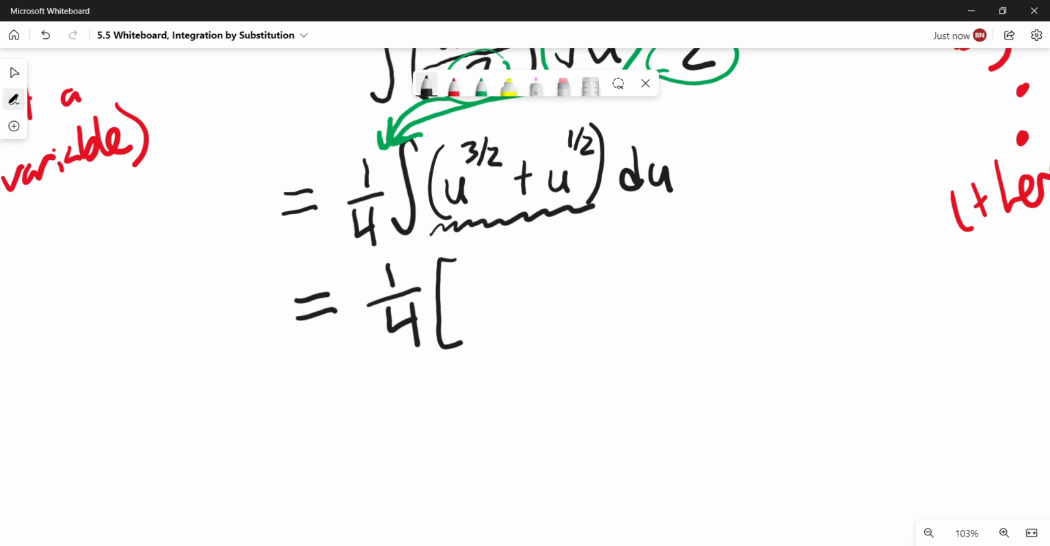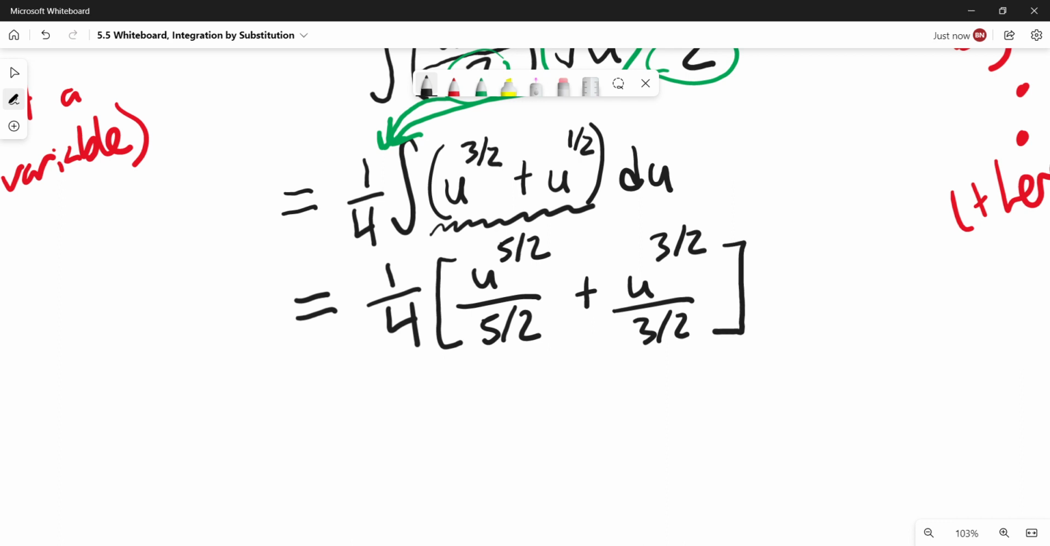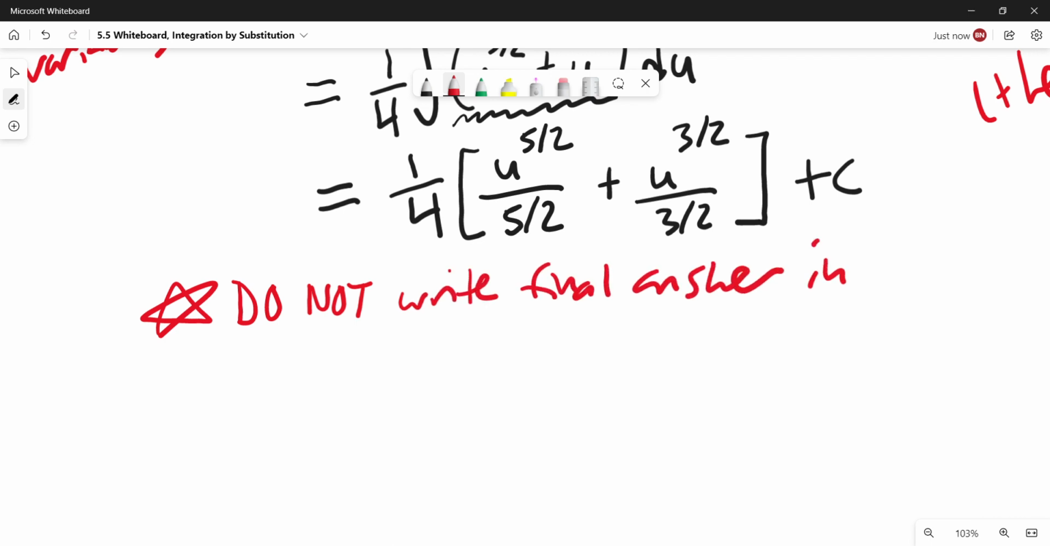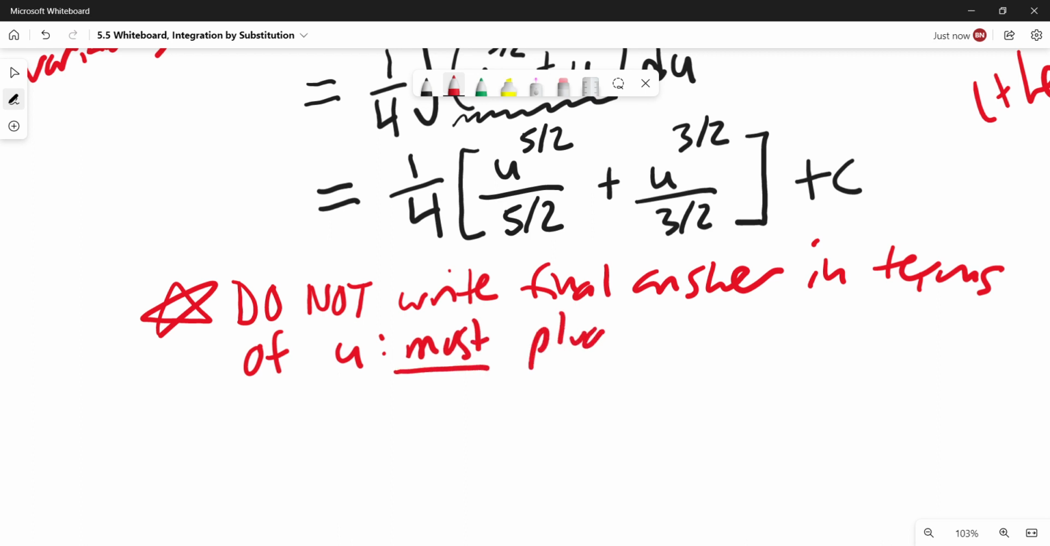All right, and the 1/4 applies to everything in there. So u to the 3/2 plus 1 is 5/2. Excuse me, be careful. U to the 5/2 over 5/2 plus u to the 3/2 over 3/2. And I can go ahead and say plus c. Now this is not our final answer. This is important. You do not keep your final answer in terms of u. You must plug back in for x. Okay.